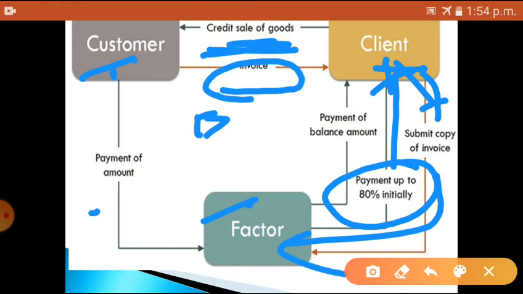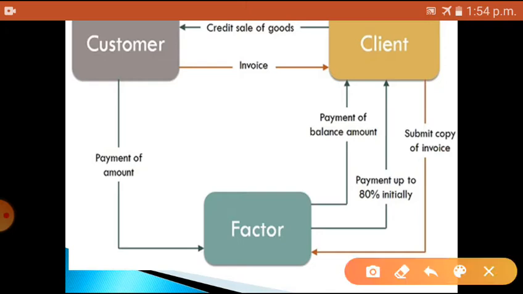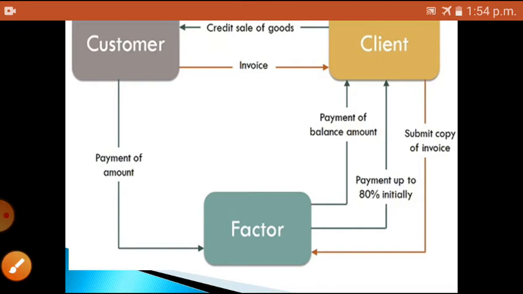Out of 20 lakh, 80% of the amount he pays in advance to the client. Afterwards, the factor collects all those receivables and invoices and converts them into cash. The factor will tell the customer to pay the remaining balance to him, so the customer will pay that amount of money to the factor.